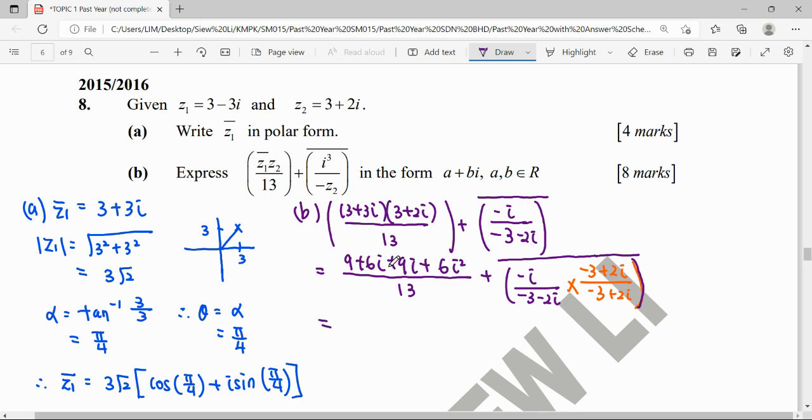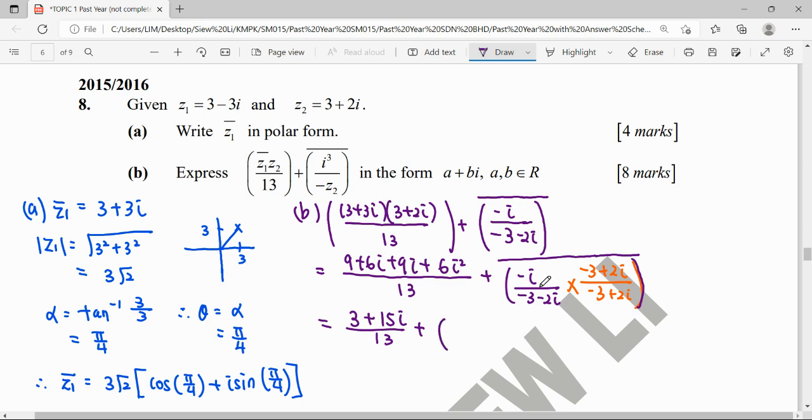Simplify our expansion here, where we know that i squared is equal to negative 1. So 9 minus 6 will give us 3. Then 6i plus 9i will give you 15i over 13.